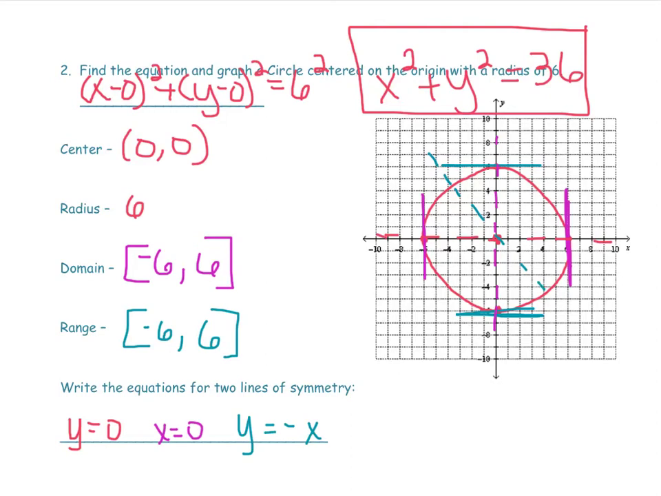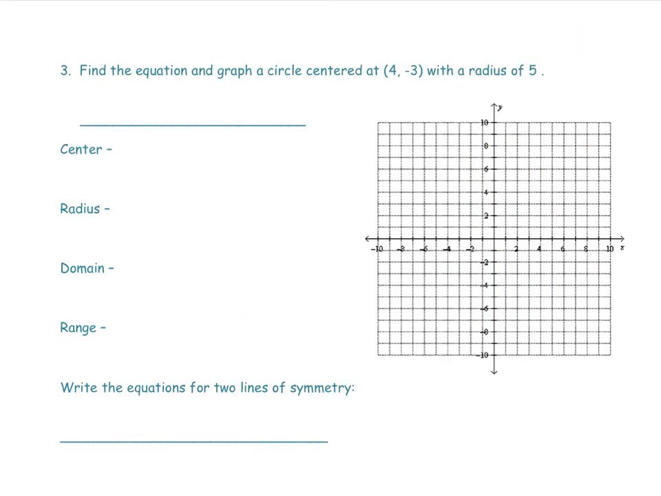Now let's do one more example. Again, in this example, we're going to find the equation and graph a circle that is centered at (4, -3) with a radius of 5. Meaning they're not giving us an equation, they're just giving us the center and the radius. We will graph the circle and then we'll come up with the equation. First, I will plot the center of my circle. Now I will plot the 4 points that represent the radius. And now I'm ready to draw my circle.